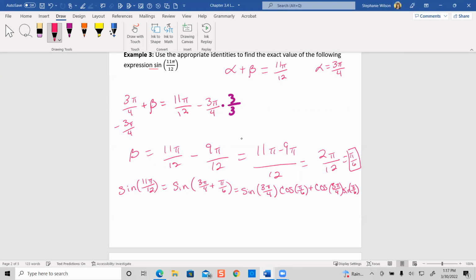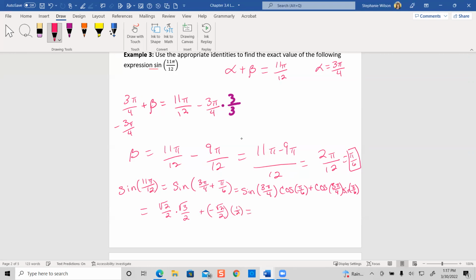All right, now let's solve for it. Well, when you go to the unit circle, sine of 3 pi, of course, is square root of 2 halves, times the cosine of pi over 6, which is the square root of 3 halves. And we're going to add it to cosine of 3 pi, for us, is a negative square root of 2 halves. And we're going to multiply it by the sine of pi over 6, and that's a half.